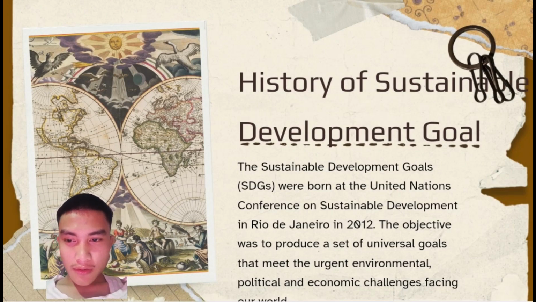So the Sustainable Development Goals, or SDGs, were born at the United Nations Conference on Sustainable Development in Rio de Janeiro in 2012. So the objective was to produce a set of universal goals that meet urgent environmental, political, and economic challenges facing our world.